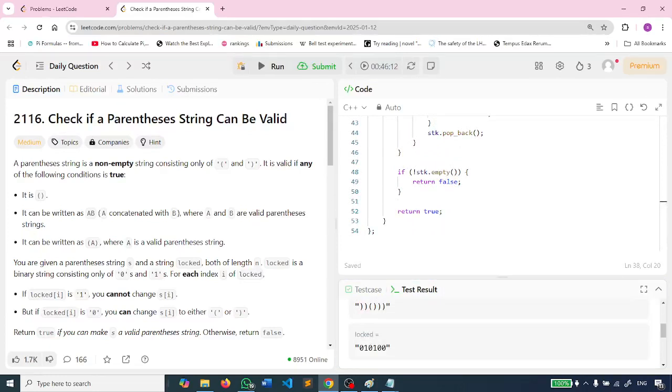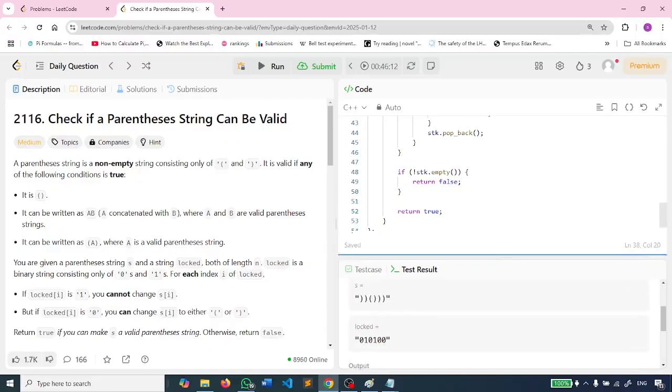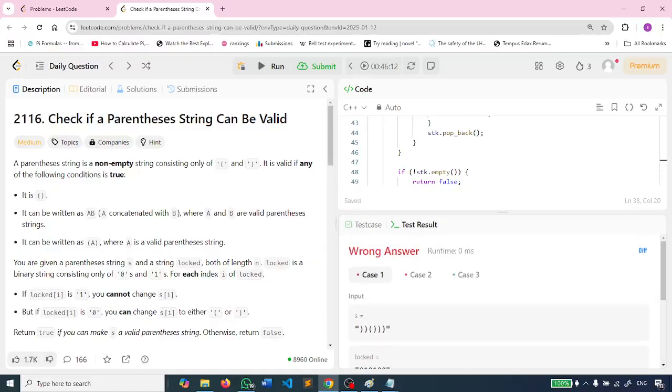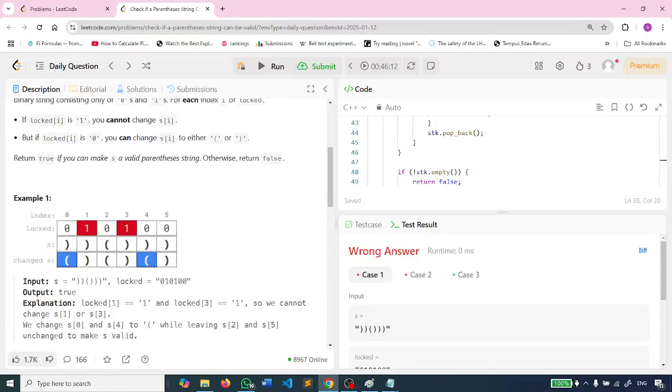What the heck? We're still getting wrong answer. What? Did I miscalculate something? Wait. What did I do wrong?